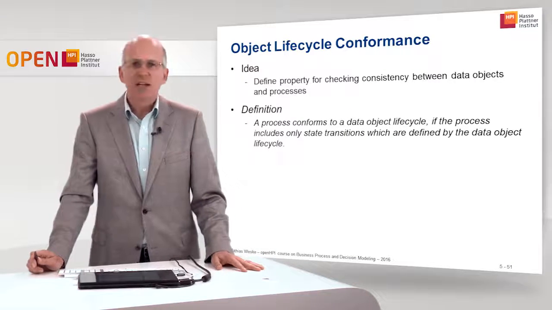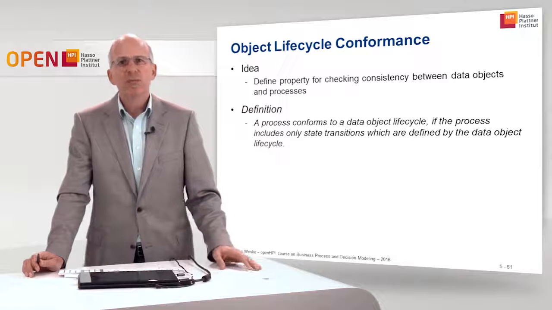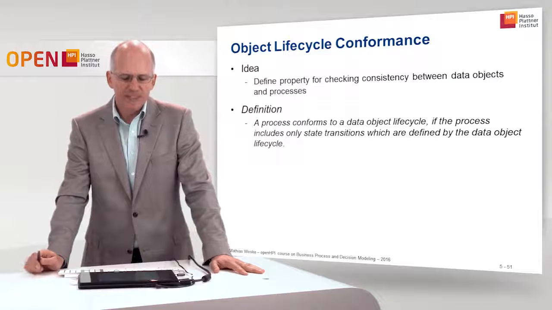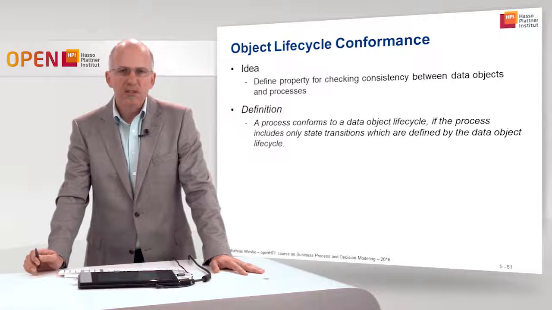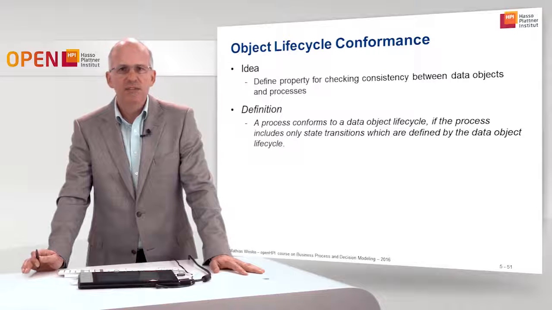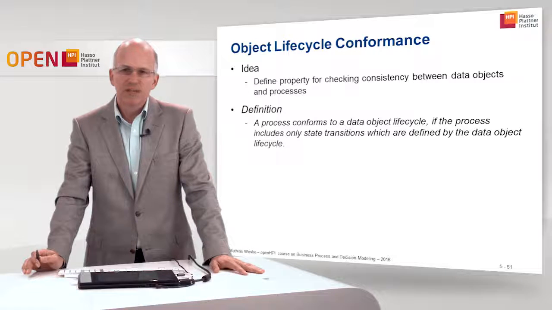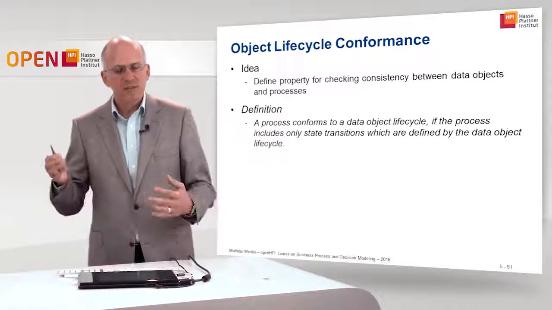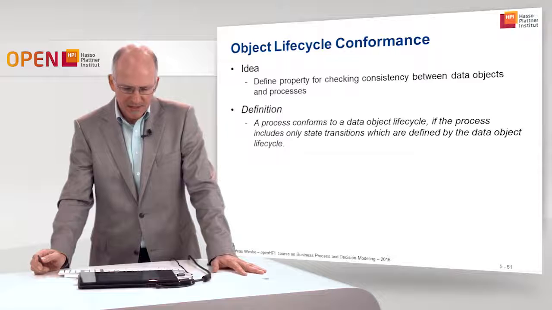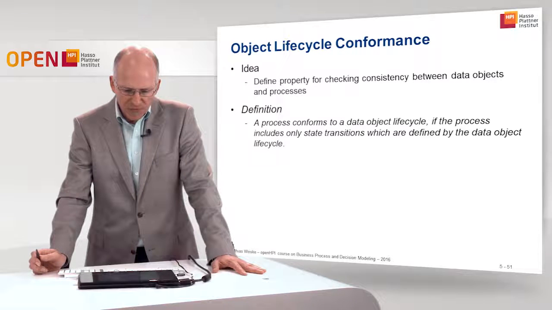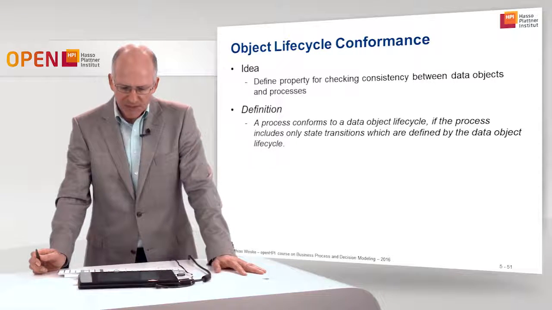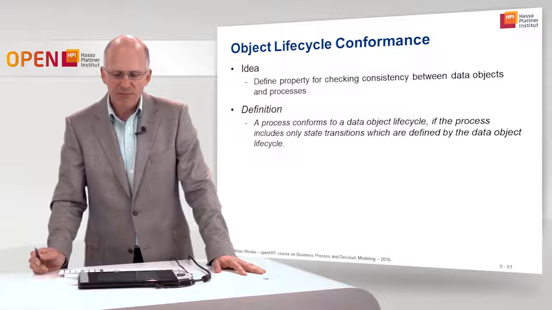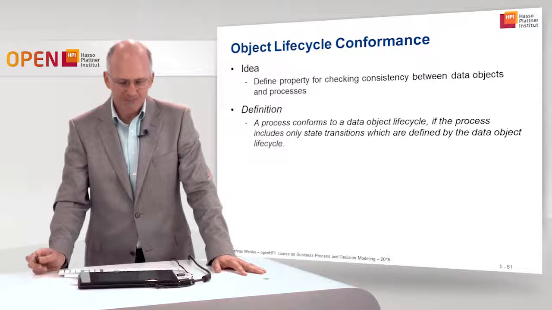So the idea of object lifecycle conformance is to define a property for checking consistency between data objects and processes. We use the labels of activities, and if it is available, we also use the data object and the states in data objects that are read and written by the process. We define as follows: the process conforms to a data object lifecycle if the process includes only state transitions which are defined by the data object lifecycle.